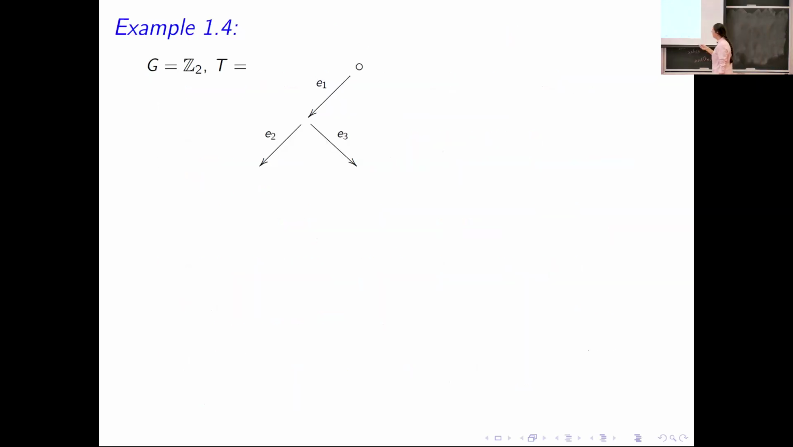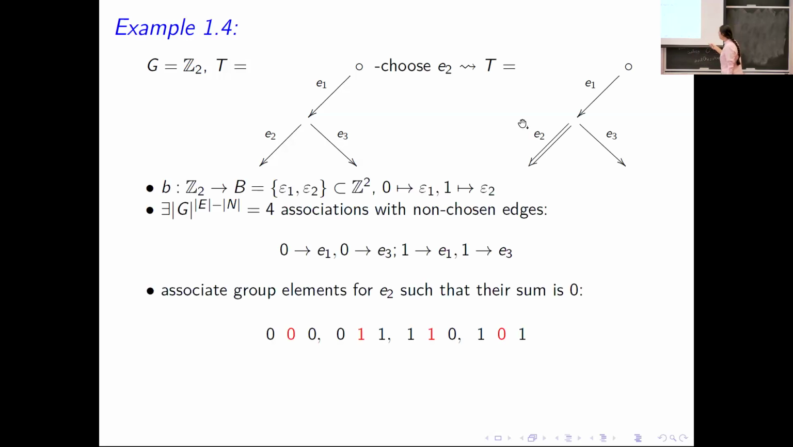Let's see this in one example. I have a simpler tree. The group is Z2. I have only one inner vertex. As I said, I have to first pick an outgoing edge. I pick E2. You can see here how I mark this. Then I have to consider the standard basis of Z2, epsilon 1, epsilon 2. Maybe I should write here that epsilon 1 is (1, 0), and epsilon 2 is (0, 1). I consider this a map from Z2 to my basis, which is epsilon 1 and epsilon 2.